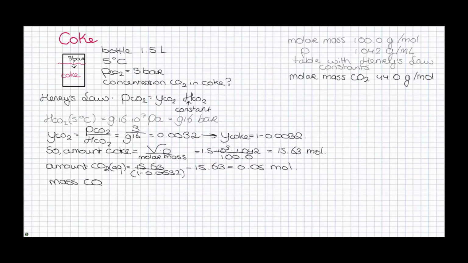With the molar mass of carbon dioxide, which we can find in the given tables, we find a mass of dissolved carbon dioxide of 2.2 grams. So, the concentration is the mass divided by the volume, which is 2.2 grams divided by 1.5 liters, which leads to a concentration of 1.47 grams per liter.